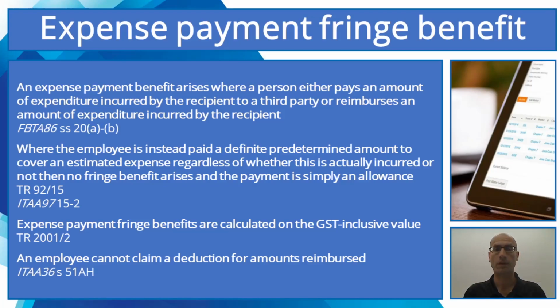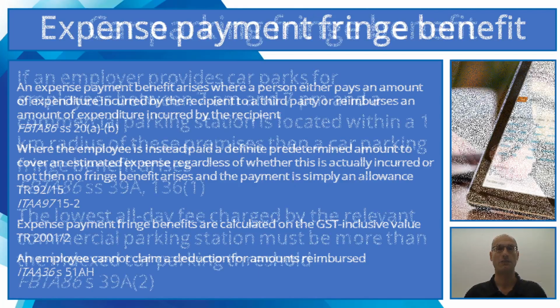Note, though, that where expense payments are made, first of all it's the GST inclusive value, so it's the whole amount, that's the value, so to speak, to the employee. And the employee can't claim a deduction in regards to those amounts because functionally they've been reimbursed. You can't double dip in terms of tax deductions. The employer gets the deduction and also the deduction for paying the fringe benefit tax in relation to that expense.